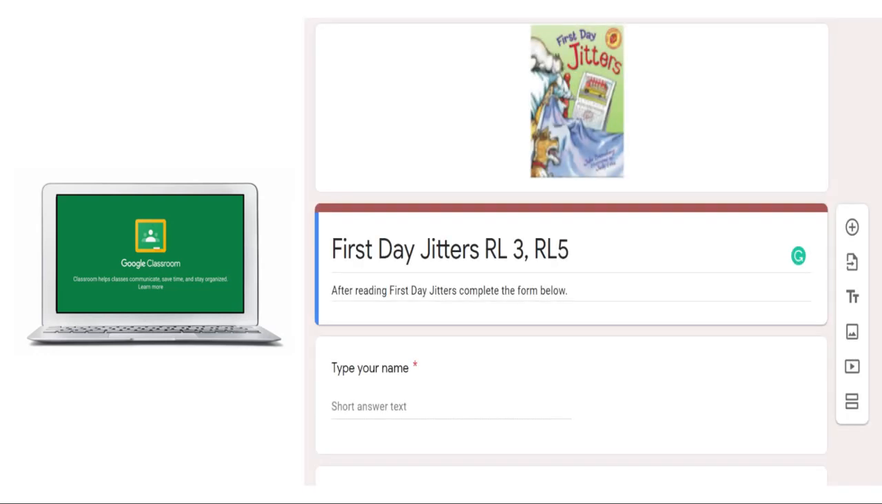So your next job is to go back onto Google Classroom, and you're going to finish your assignment that goes along with the book First Day Jitters. The most important thing you're going to do on your assignment is type your name. That's the first thing that you'll do, and then you're going to go through and find out the answers to the characters, setting, the text, and whether the book was fiction or nonfiction.